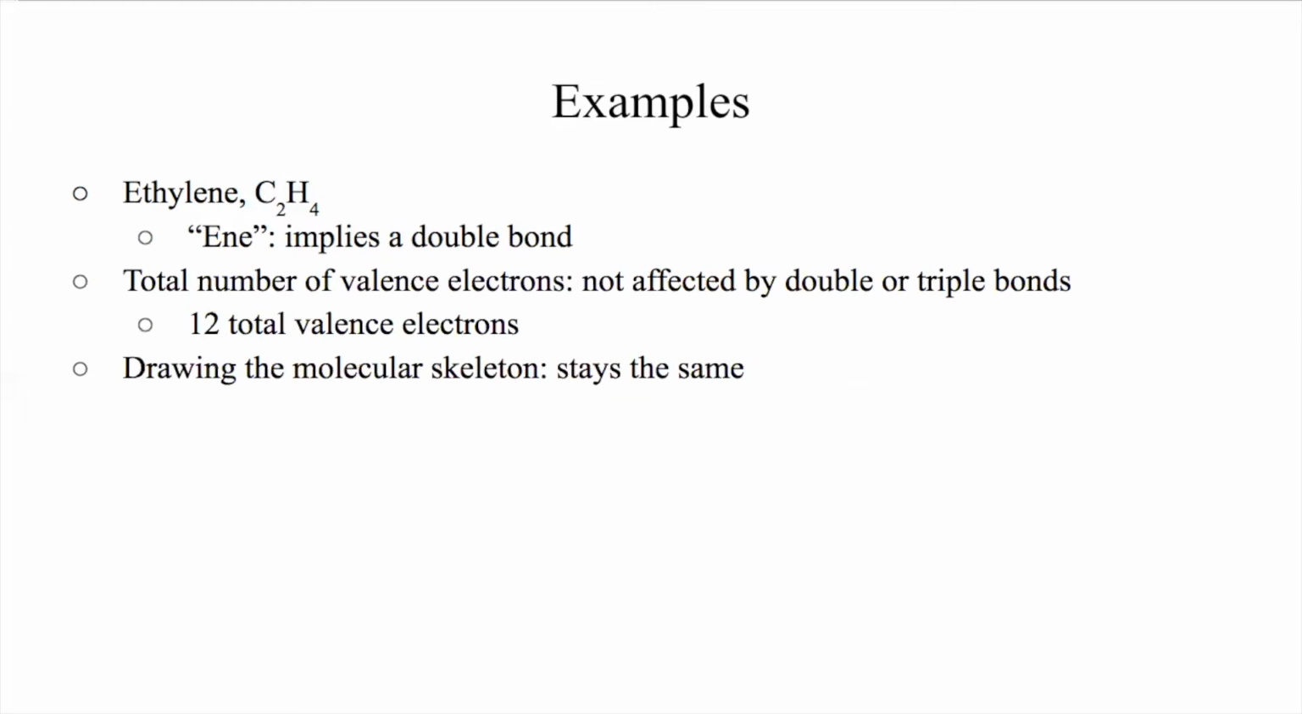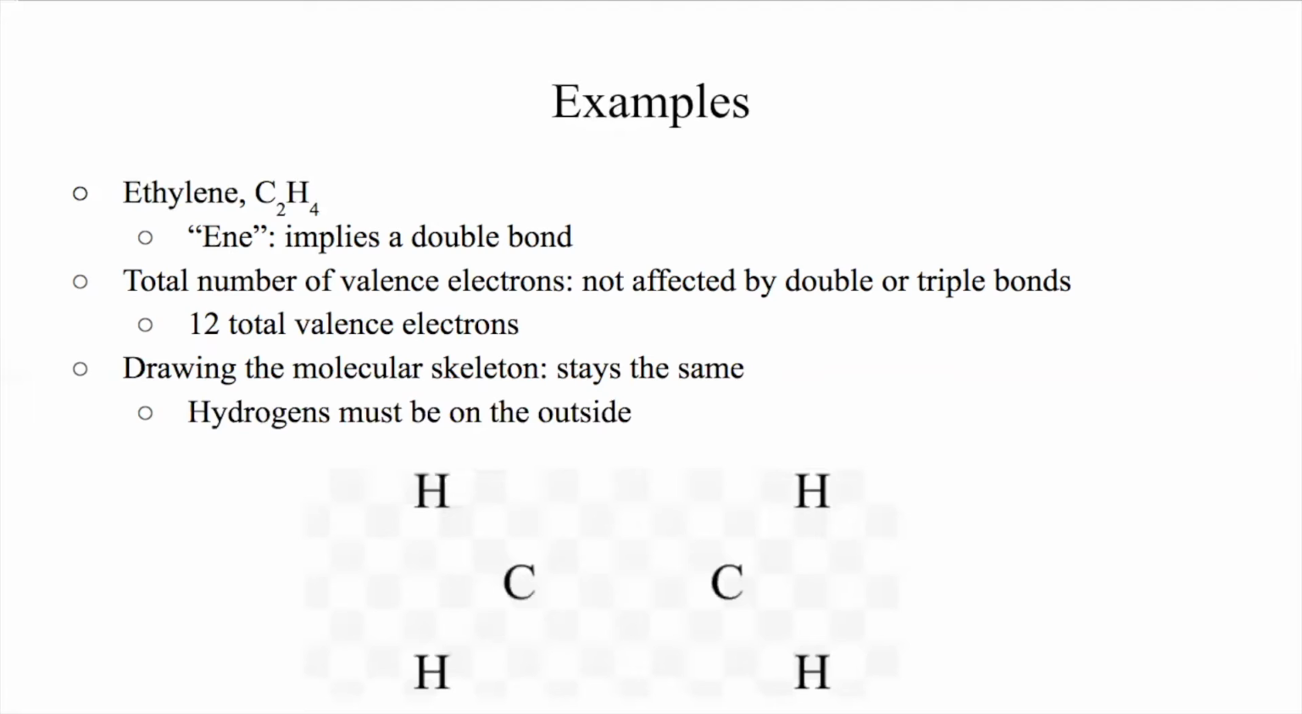Similarly, this next step, drawing the molecular skeleton, stays the same. We know that the hydrogens must be on the outside of the carbon atoms, since they can only form one bond each. We end up with this. Now, let's fill in the skeleton with single bonds, like this. This uses up 10 electrons.